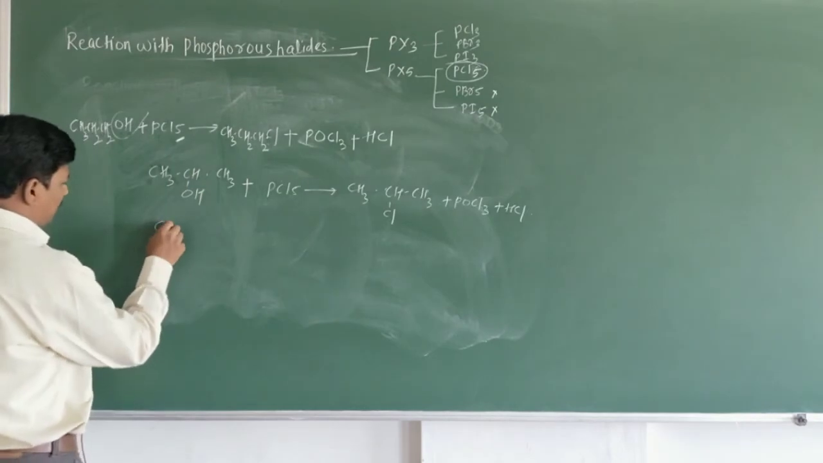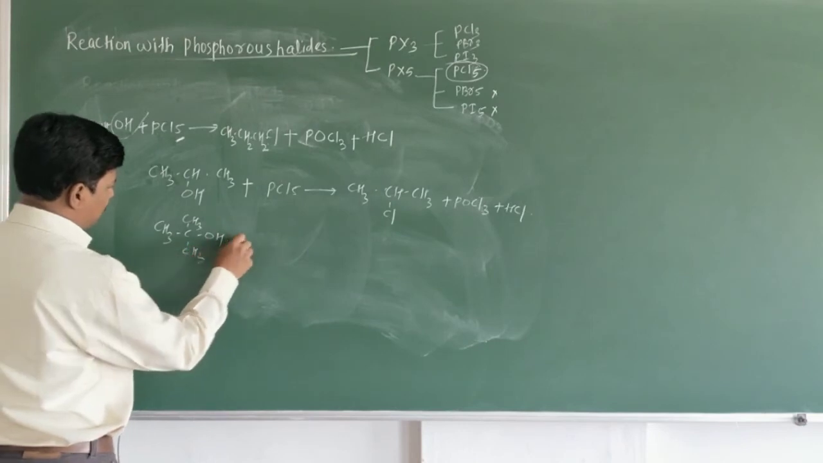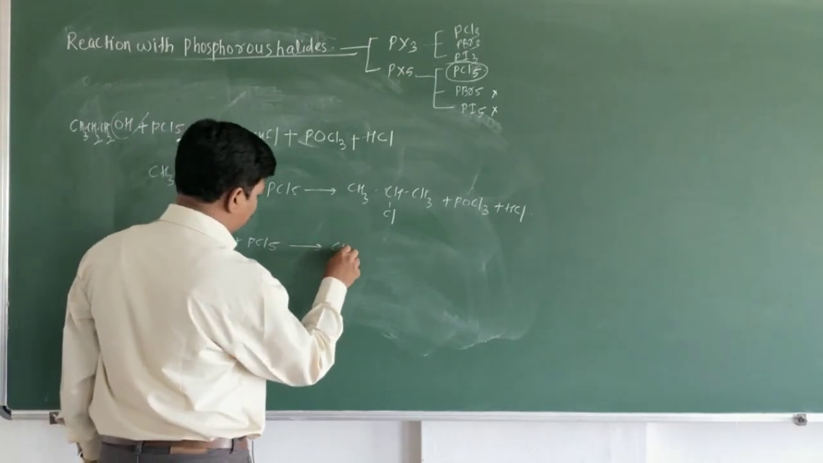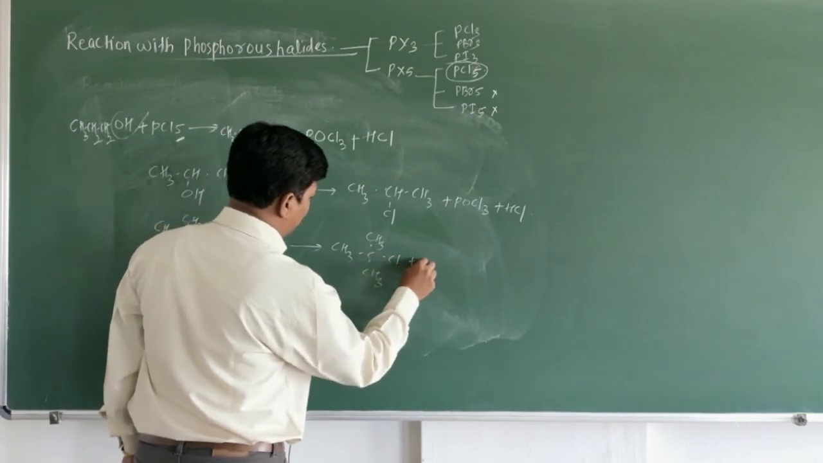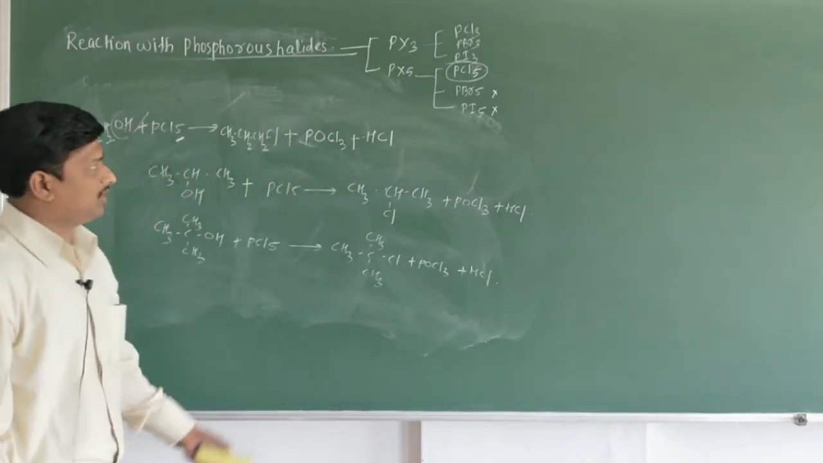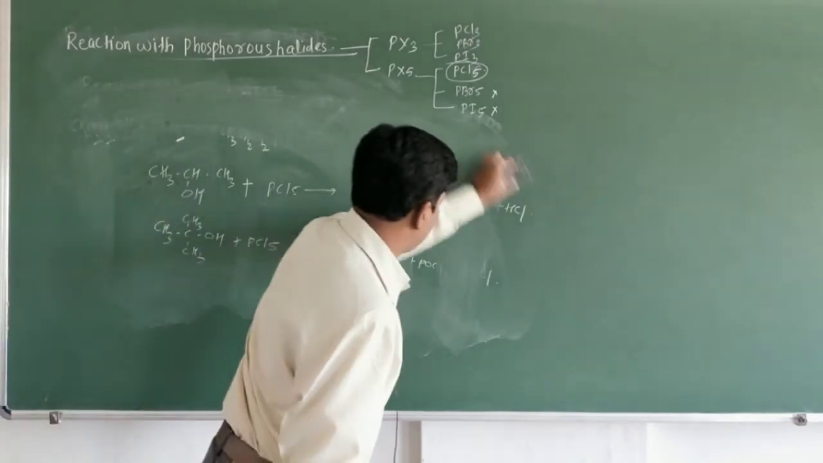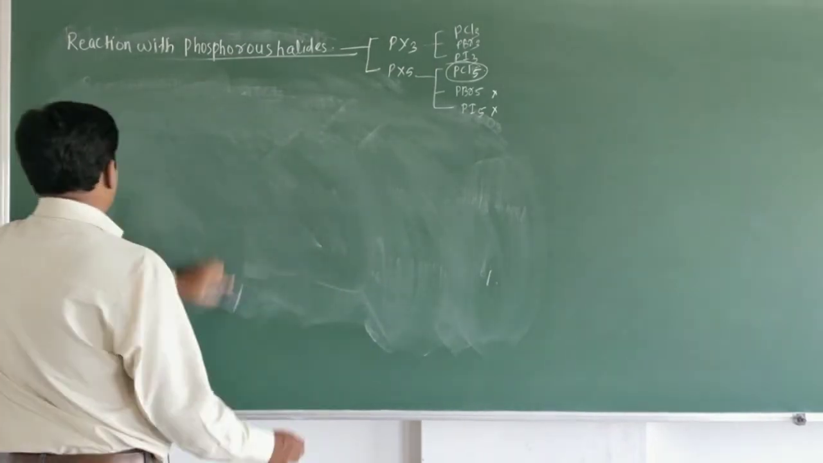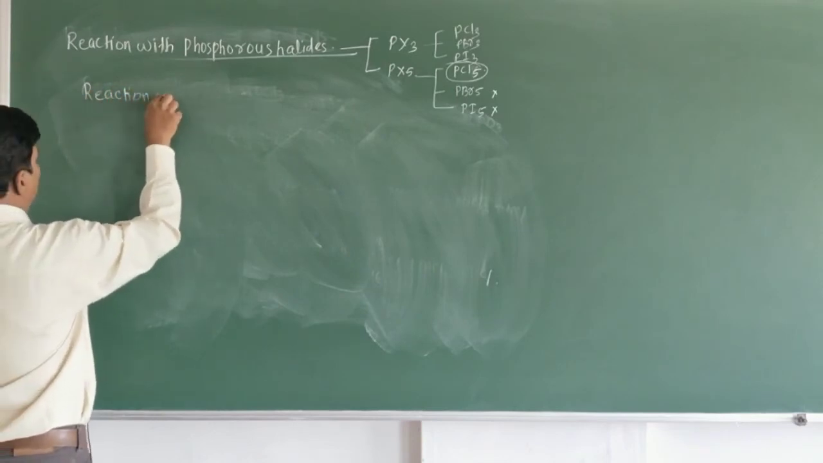Then in the next reaction, when tertiary butyl alcohol is taken, it reacts with phosphorus pentachloride to form tertiary butyl chloride, and the byproducts are POCl3 and HCl. So this finishes the reaction with PX5. Now only one reaction is left, and this reaction is very important, and the reaction is with SOCl2.